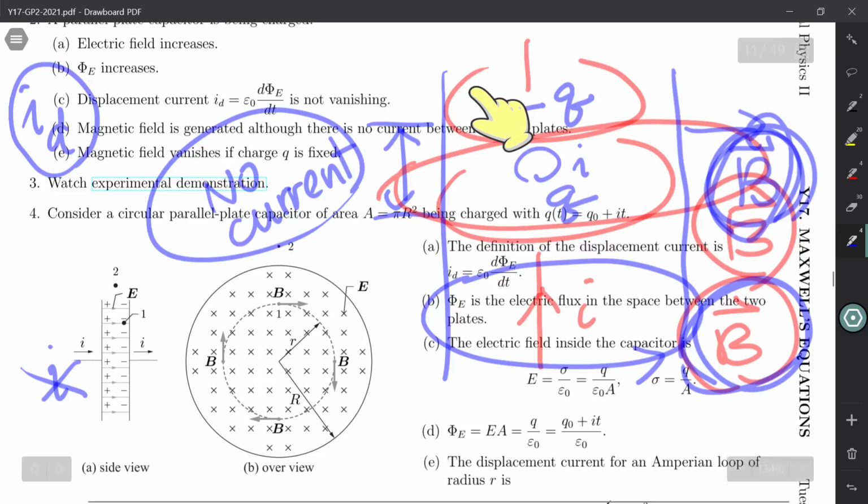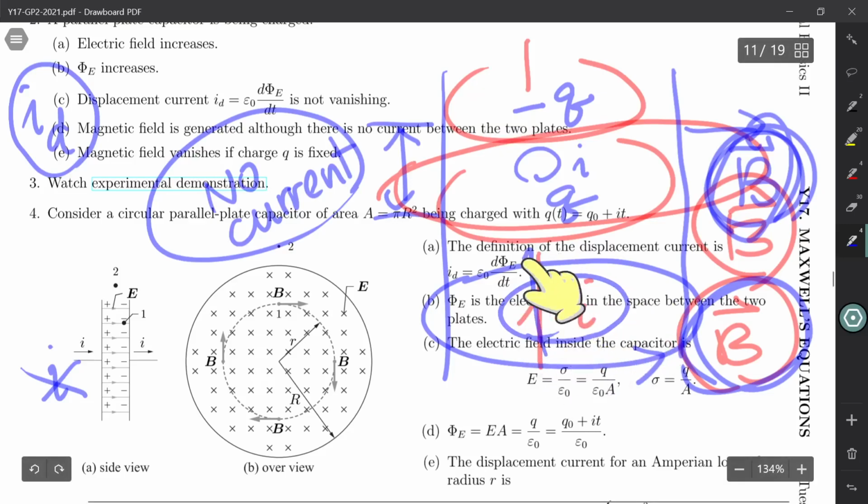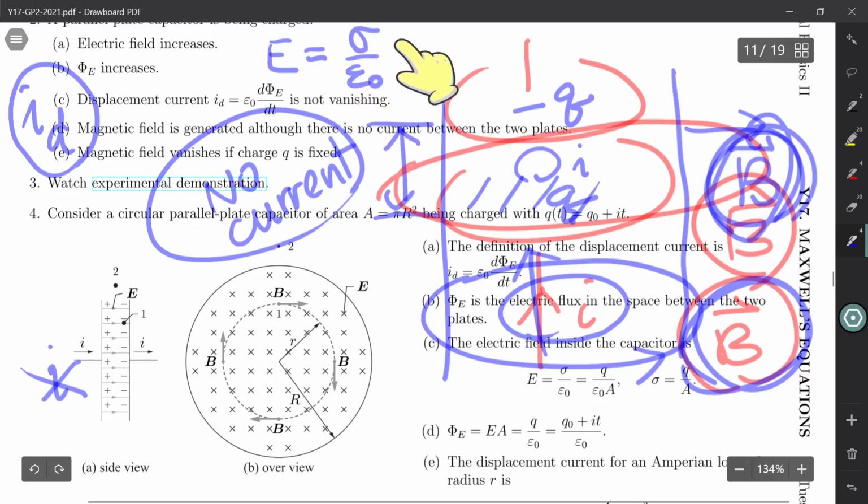Because of the charge accumulation, we know the electric field between the two plates is sigma over epsilon 0, and sigma is Q over A. Charge Q is accumulated and Q is increasing. The electric field is increasing. Therefore, displacement current is related to the electric field.